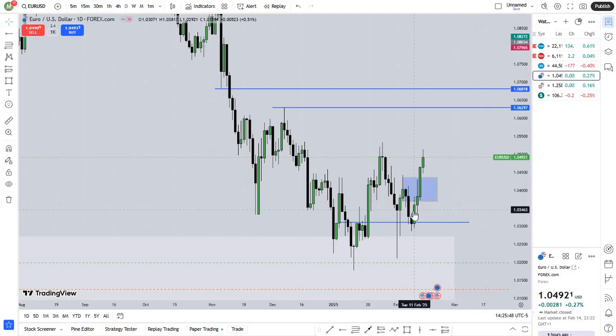So with that being said, I like this breaker right here. Okay, you can see with this, I'm looking at the bodies right now. I'm not looking at the wicks because these wicks are too long. So I'm looking at the bodies. I'm looking at this last up close candle right here. That's the breaker block. Okay, and also I'm looking at this other block right here.